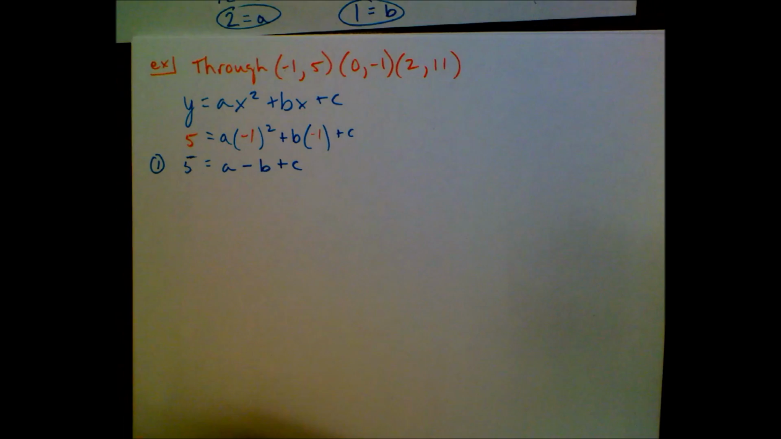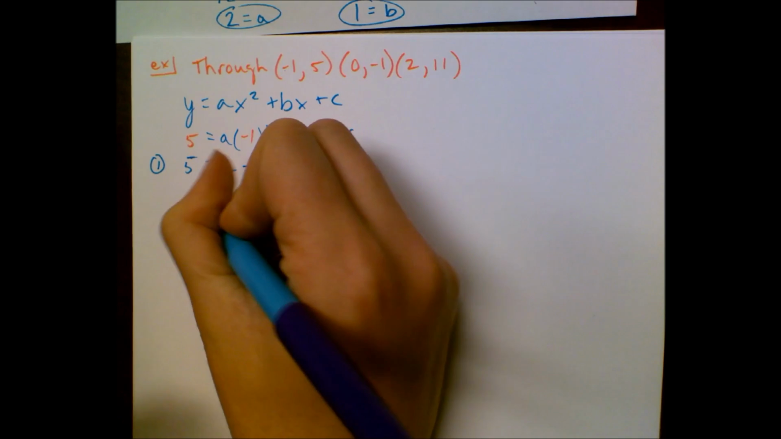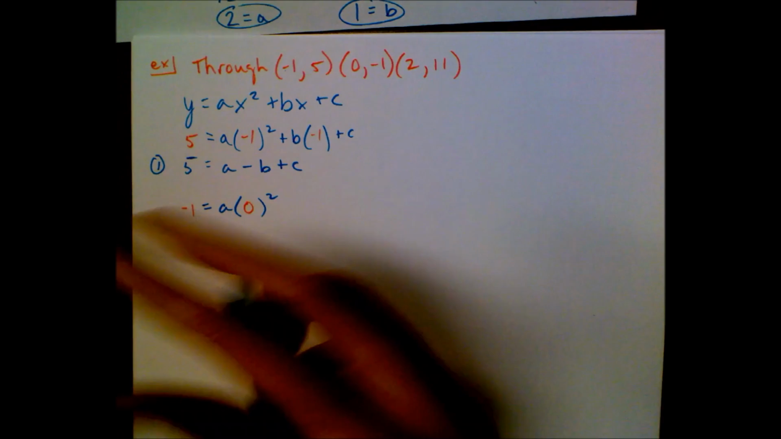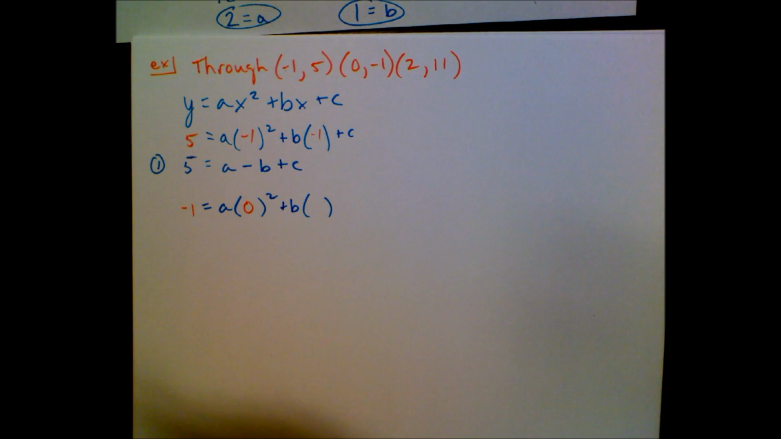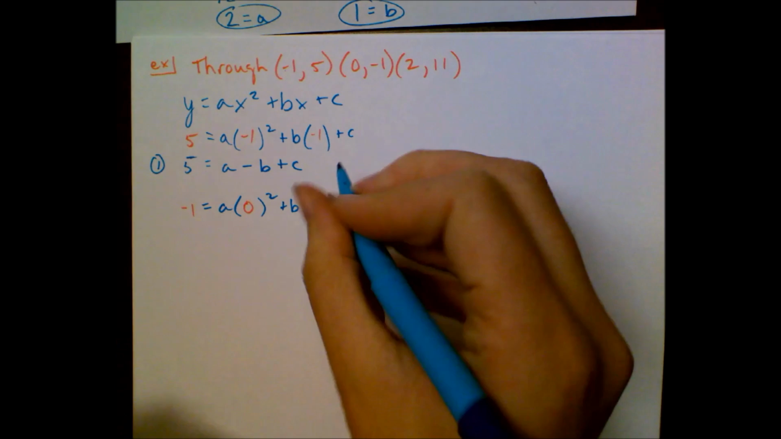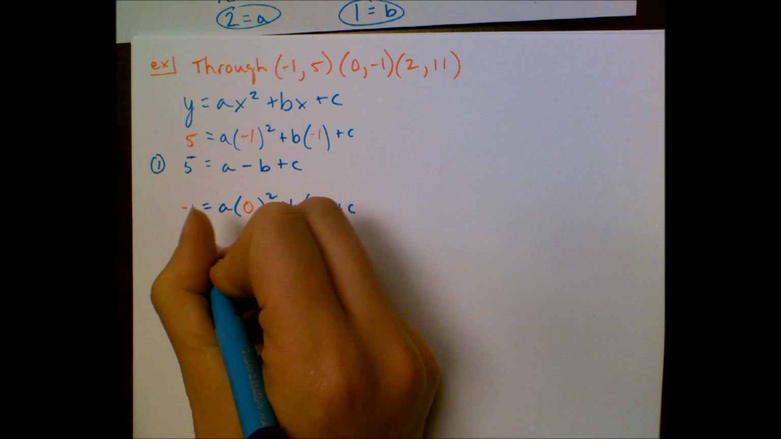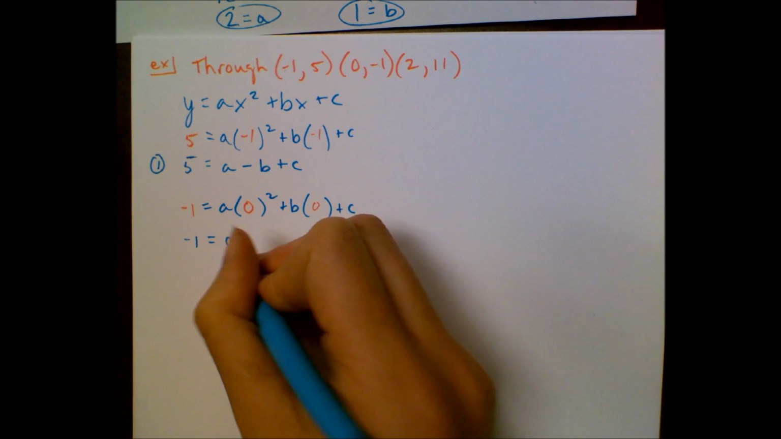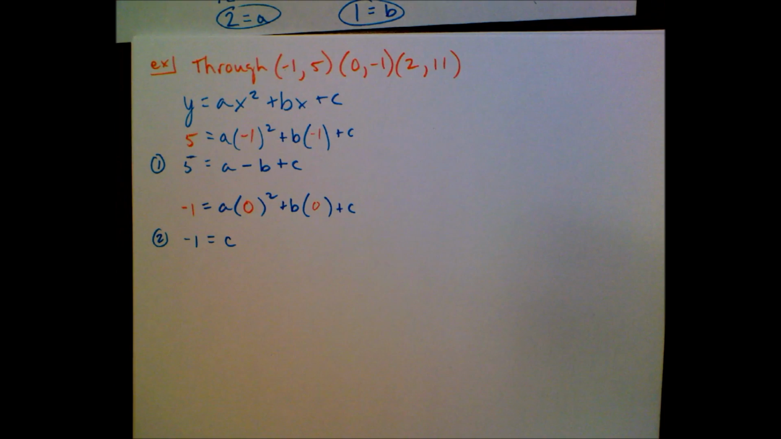Okay, then I'll plug in my second point. So my y in this point is negative 1. My x is 0. And I'll simplify that one as much as possible. Gives me negative 1 equals, oh, everything canceled out again. So again, I have c. That's lucky. That's my second equation.